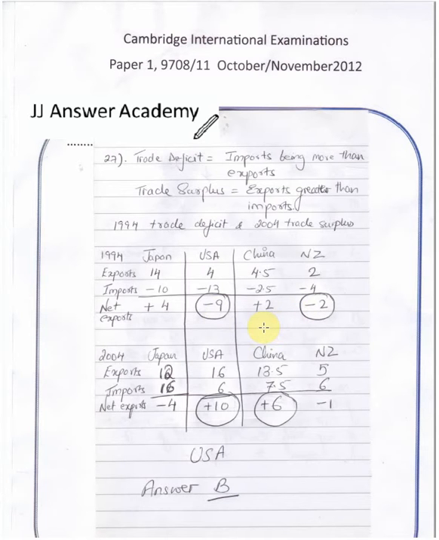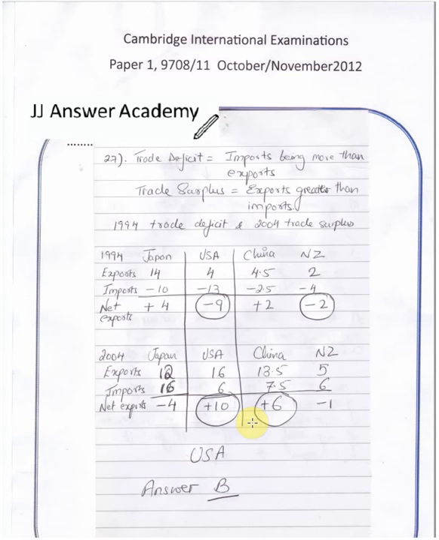But we now need to look for the trade surplus in 2004. Again, in 2004, with Australia, we are looking at Japan, USA, China, and New Zealand, and the exports are 12, 16, 13.5, 5. The imports are 16, 6, 7.5, 6. So net exports are -4 for Japan, +10 for USA in 2004, +6 for China in 2004, and -1 for New Zealand. So these two fit the bill of surplus in 2004.